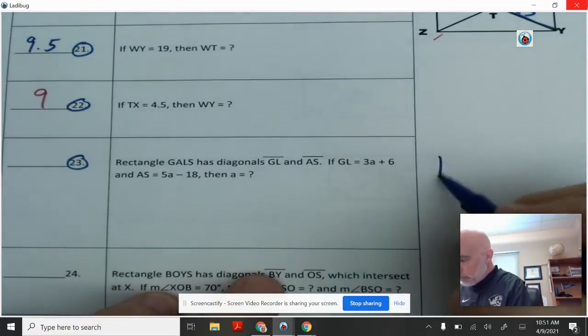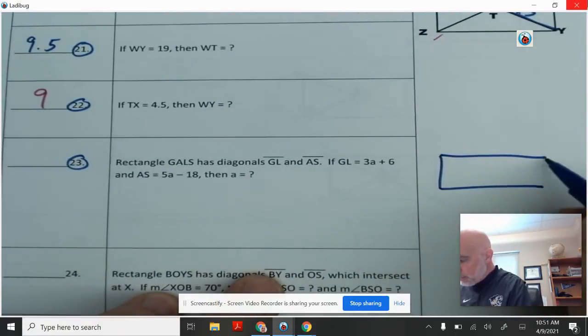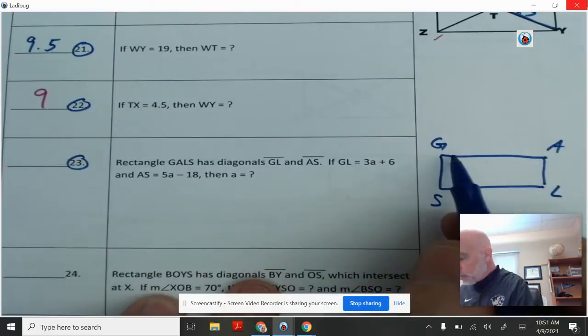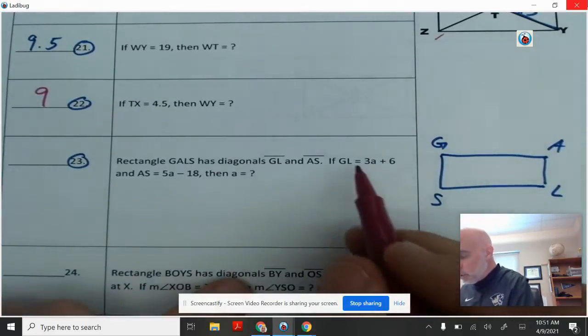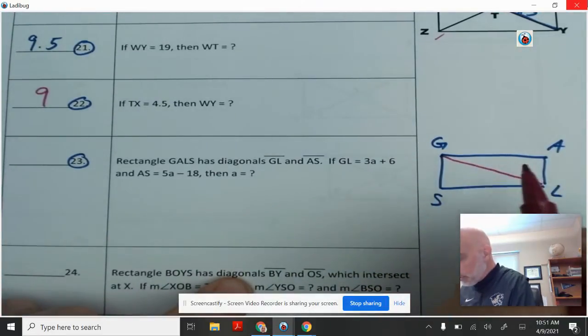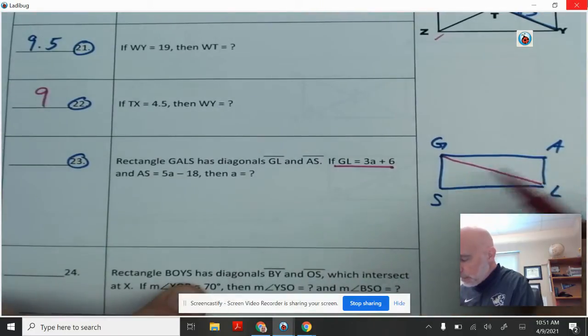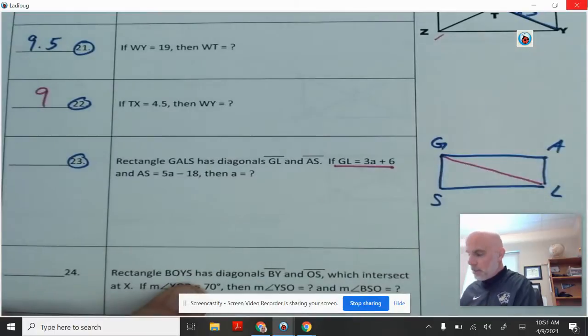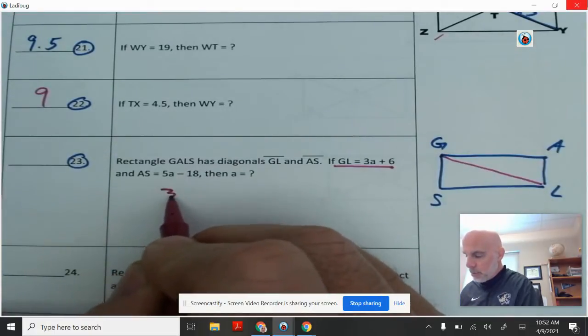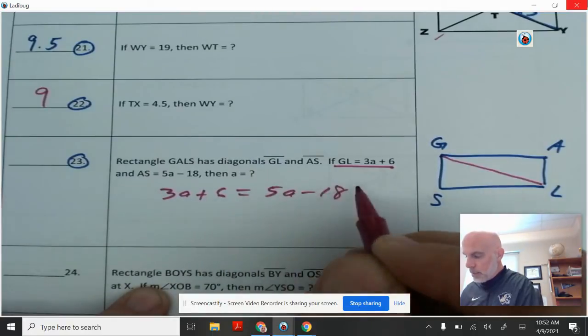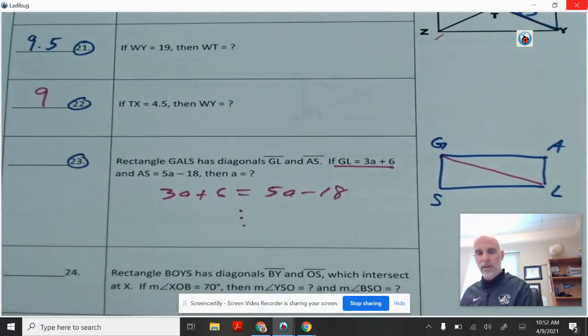All right. It says rectangle GALS. So you just pick a corner and go around when you put the letters down. GL is 3A plus 6. Oh, so we're talking about the diagonals already. GL, that's 3A plus 6. That's this one. And then AS is the other one. That's 5A minus 18. So I can tell right now I'm going to set these equal to each other. 3A plus 6 equals 5A minus 18. And then you guys are going to do the algebra.